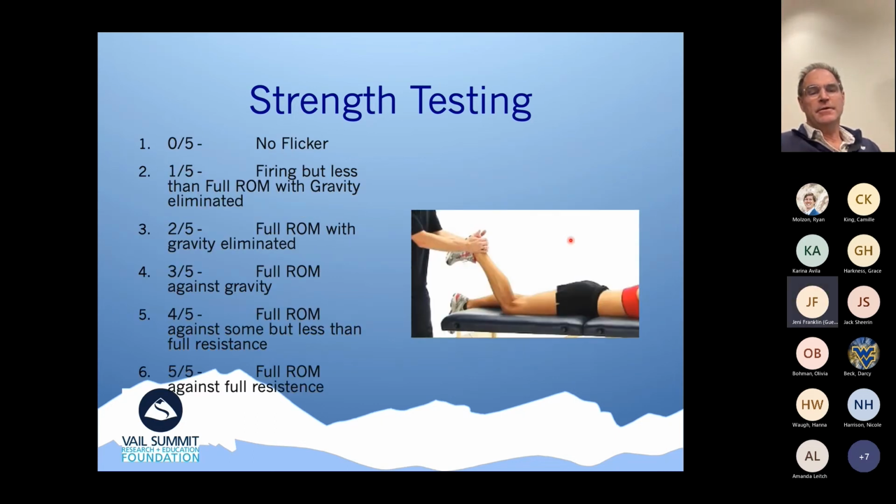And this is what we've talked about. This slide in particular, you guys should have nailed down somewhere. 0 to 5. It's easier to go from the bottom of this slide up than it is from the top down. 5 out of 5 is full range of motion against full resistance and equal, symmetric to the other side. 4 out of 5 is full range of motion against some but less than full resistance, so anything less than the contralateral side is going to be 4 out of 5.